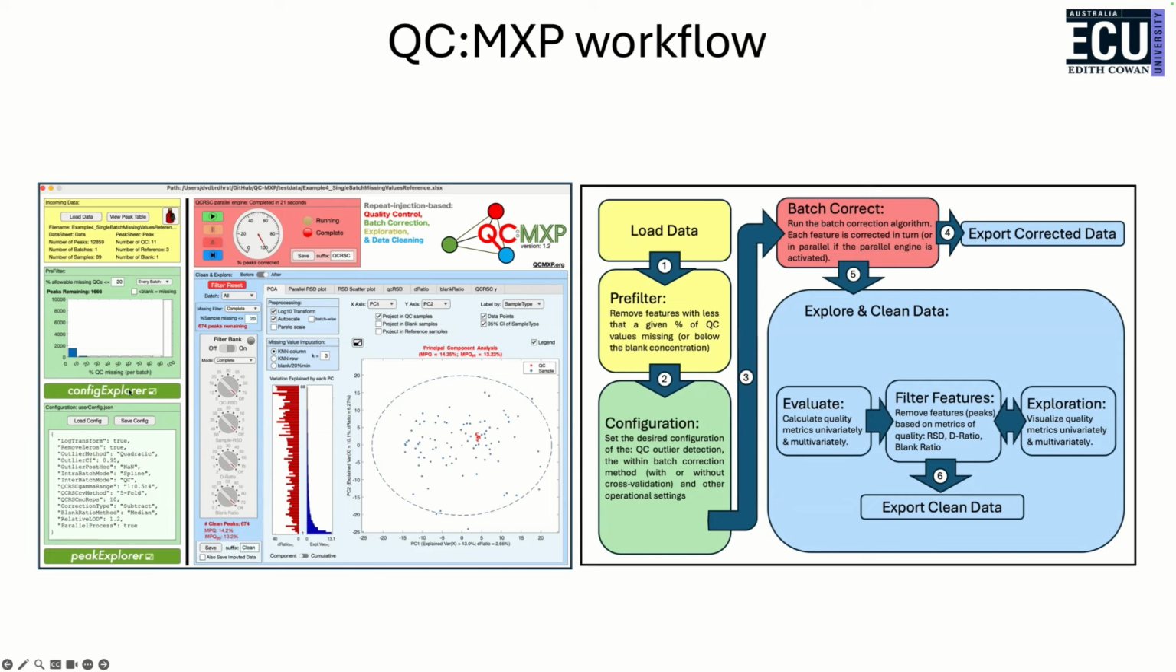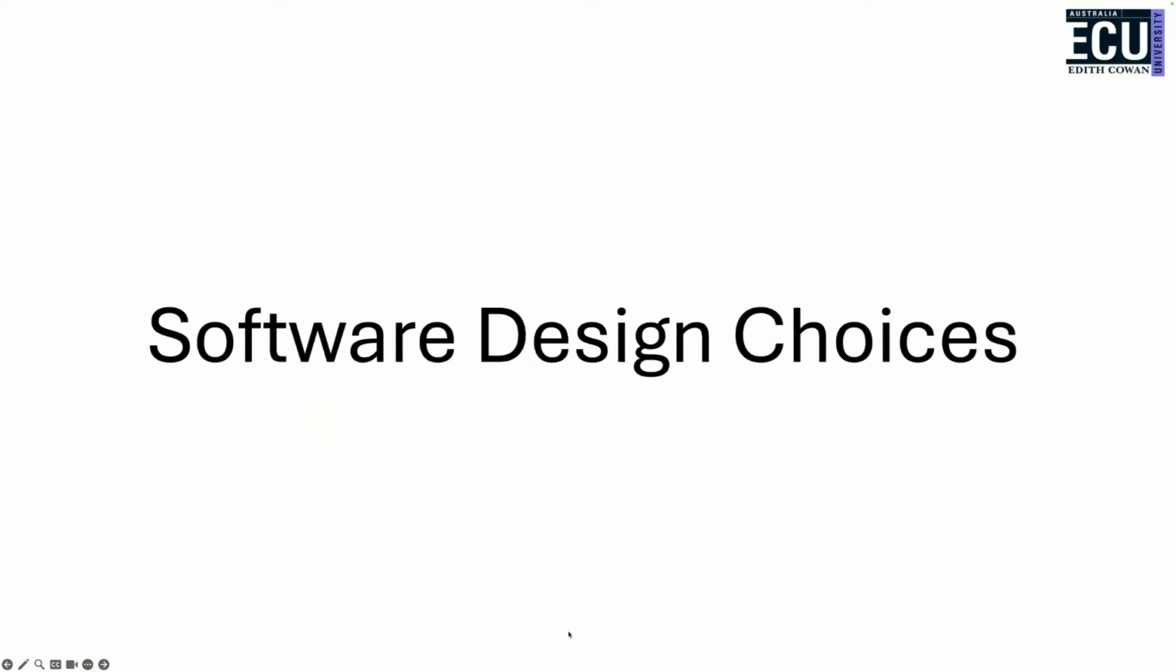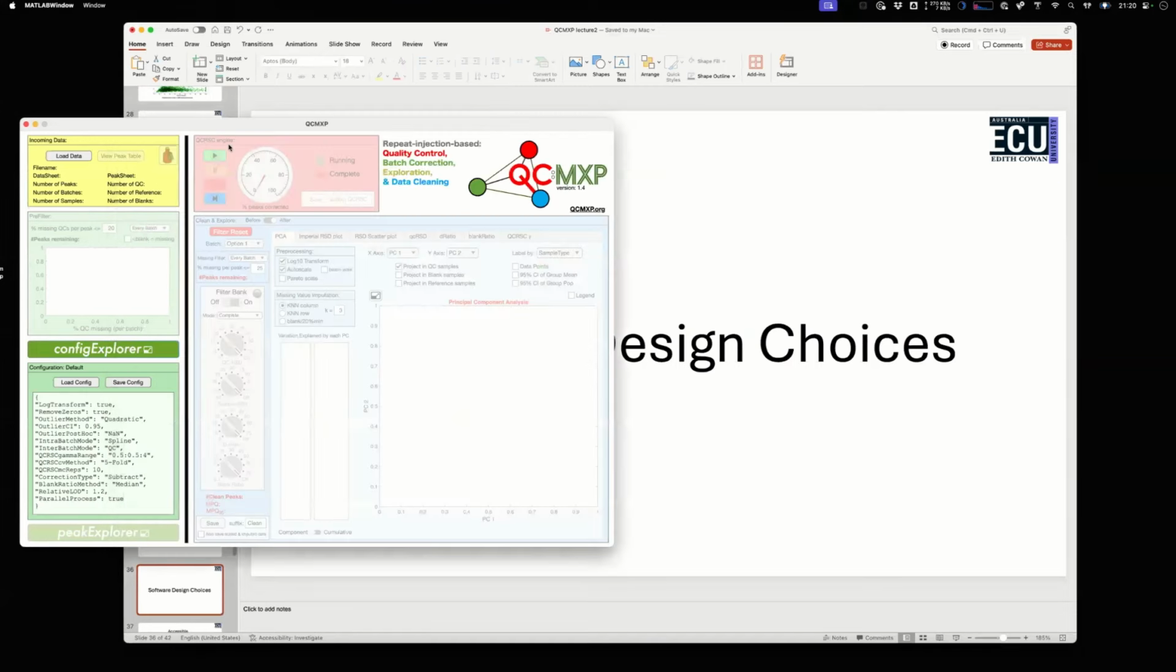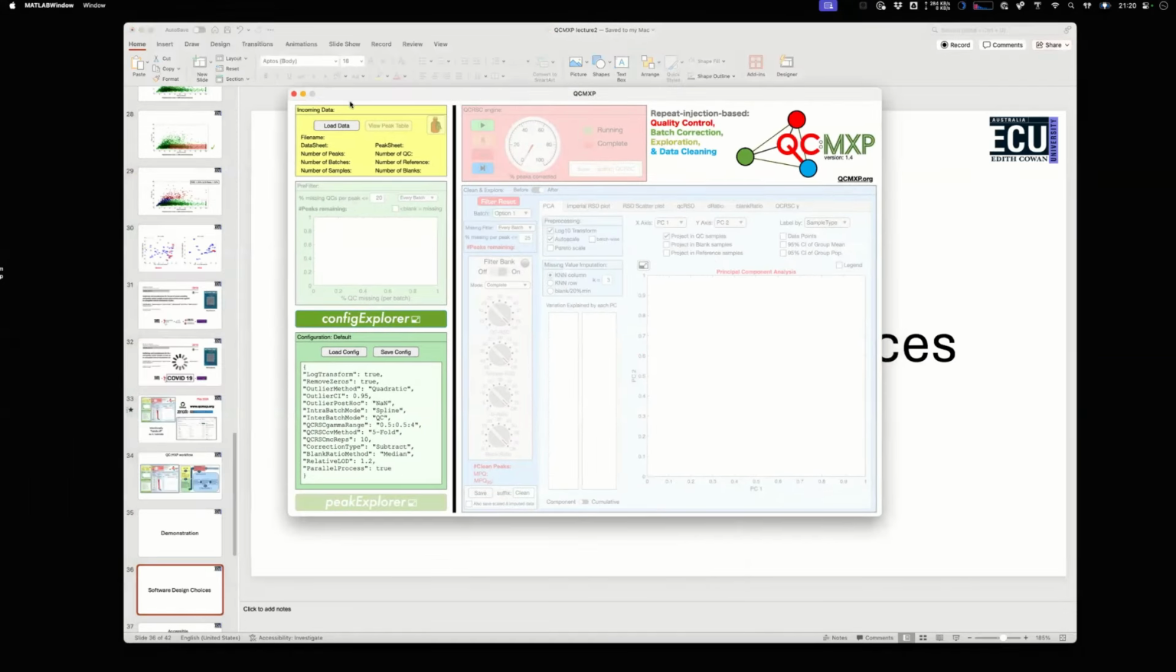Then there are configuration settings for the actual correction algorithm, and we'll look at those in detail in a second. Then there's the actual correction engine itself in red. Once you've corrected it, you can export the corrected data, but you can also explore, visualize and filter the data, and then possibly export a clean data set should you like. So at this point, I'm going to flip over to the software.